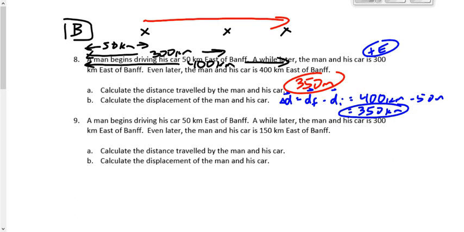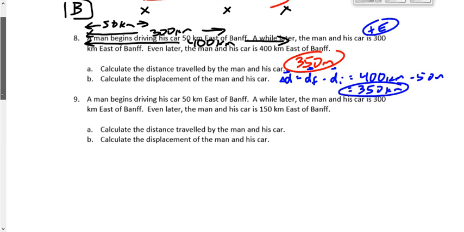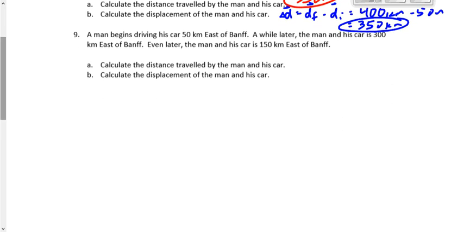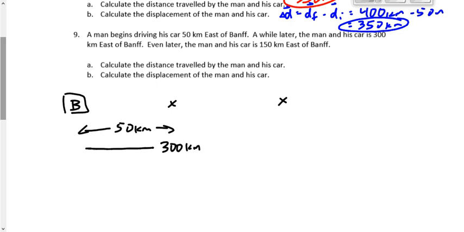Okay, let's take a look at number 9 now. A man begins driving his car 50 kilometers east of Banff. Let's draw this one out right away. 50 kilometers east of Banff. A while later, the man is 300 kilometers east of Banff. And then we're, what, 150 east of Banff?